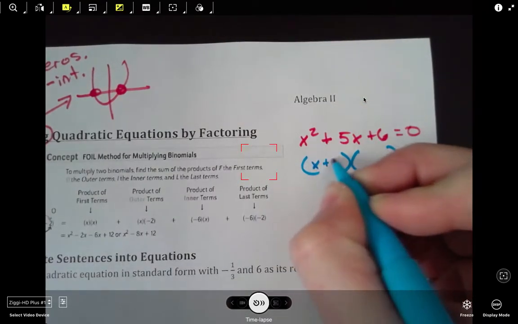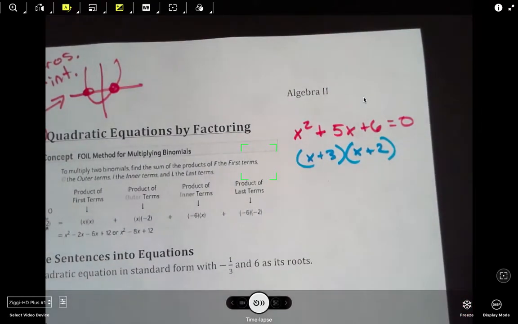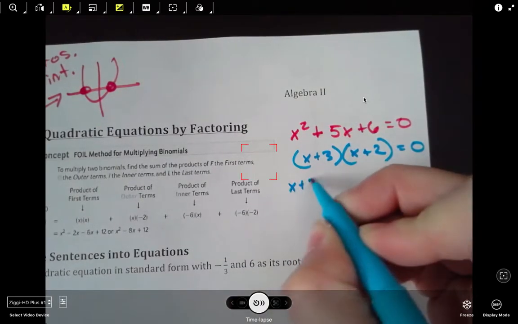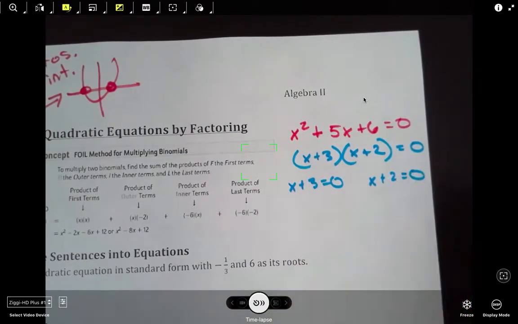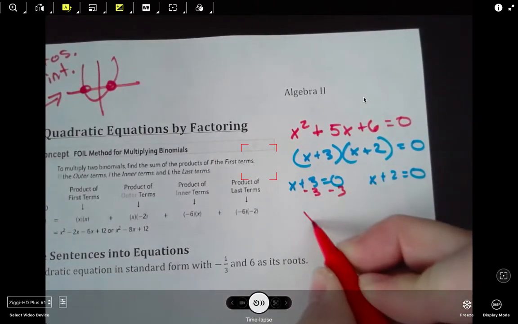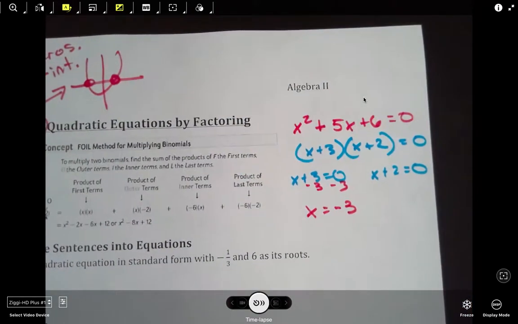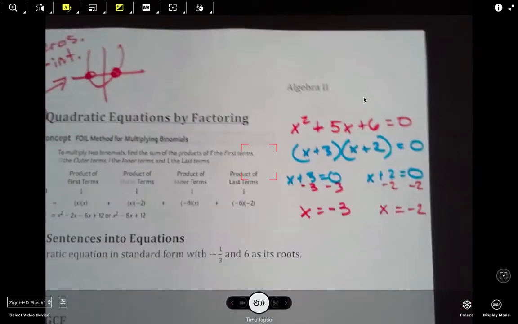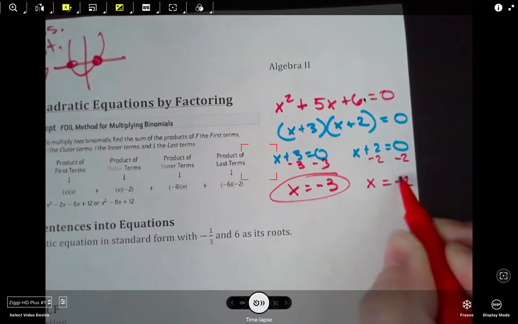3 and 2. X plus 3, x plus 2. Some of you said 2 and then 3. Does it matter what order? No. Equals 0. x plus 3, x plus 2. Now, as soon as I have it like this, what do I do if I want to solve for x? x plus 3 equals 0 and x plus 2 equals 0. Then I subtract 3, so x equals negative 3. And I subtract 2 and x equals negative 2. Those are my answers. That's how I solve that.